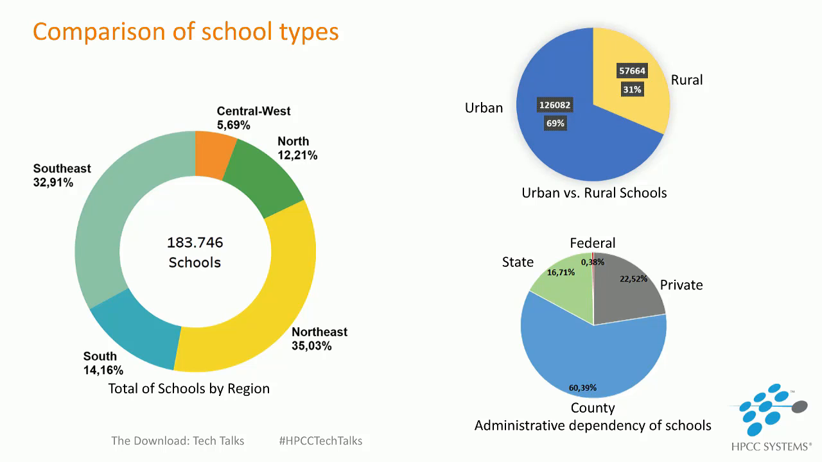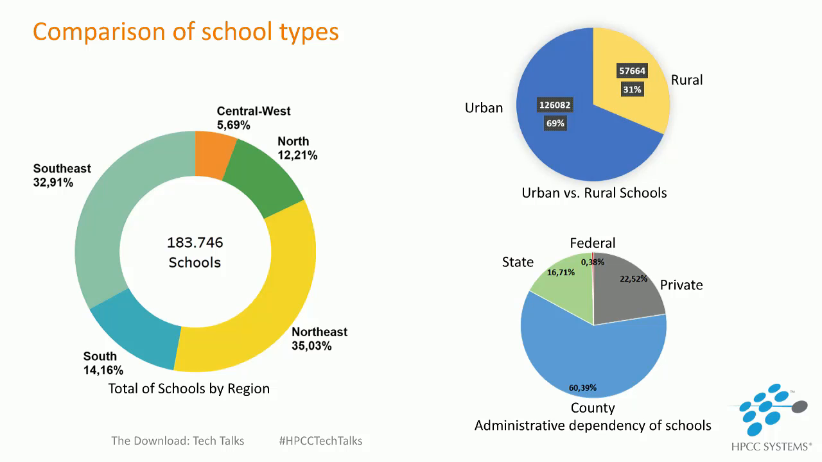For the first chart, I'd like to show you a comparison of the school types in Brazil. The first chart shows the total number of schools in Brazil by region. Brazil has more than 180,000 schools around the country. As you can see, in the Northeast we have a higher percentage of schools, 35%, followed by the Southeast, 32%. But we should note that even though the Southeast has a smaller number of schools, it has the highest student concentration, with 37% of the students of the country. It means almost 20 million students, out of like 51 million students enrolled around the country.